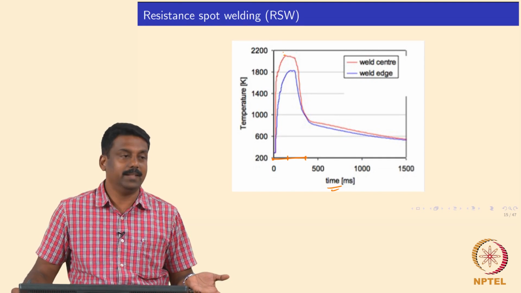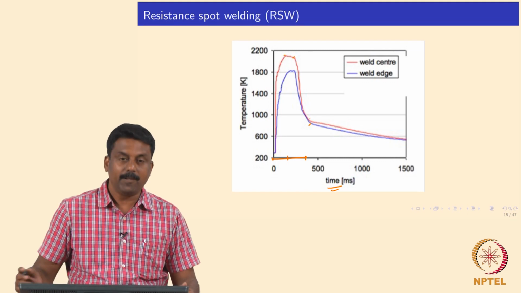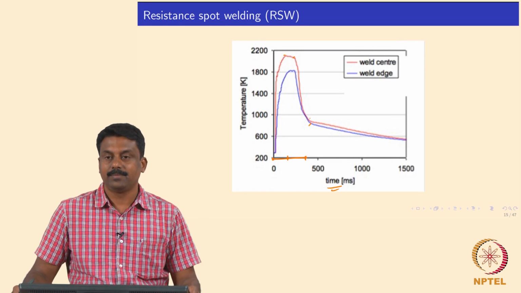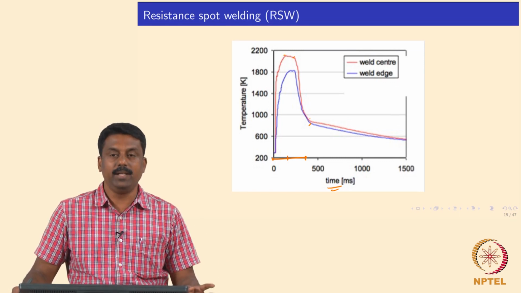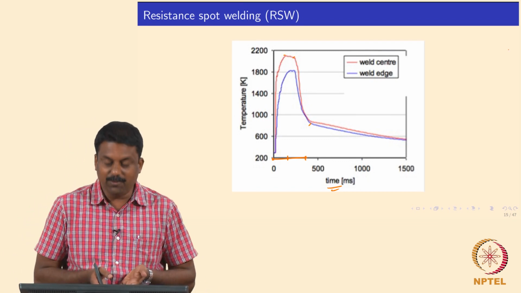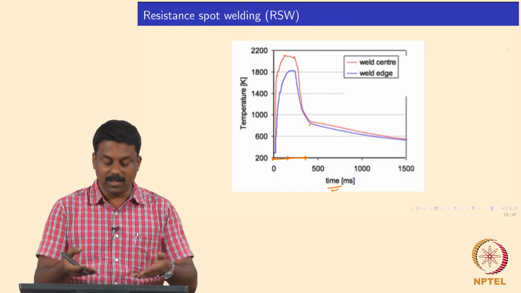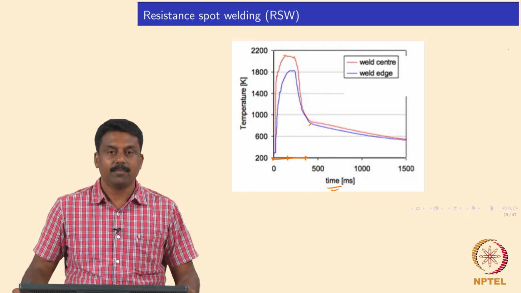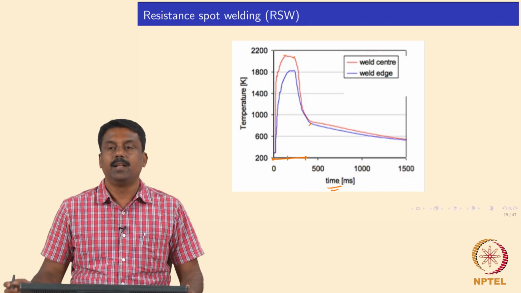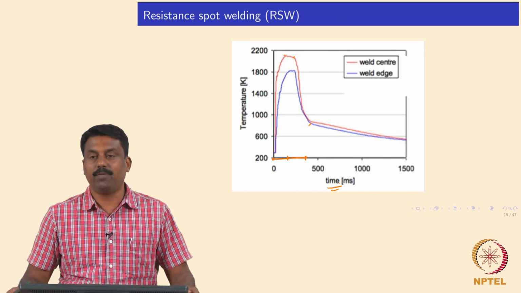So extremely fast heating as well as cooling rate. Within no time the material is cooled from the melting point to room temperature. So the heating rate and cooling rate can be as high as 1000 to 2000 Kelvin per second, in this case even 4000 Kelvin per second. So this is the actual predicted thermal cycle for the weld I showed you in the previous graph. The entire weld thermal cycle can be completed within half a second. So the weld is formed, that is it.